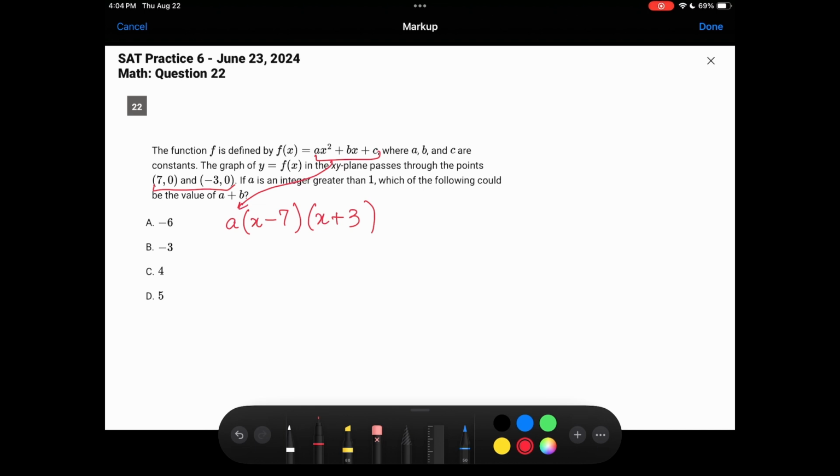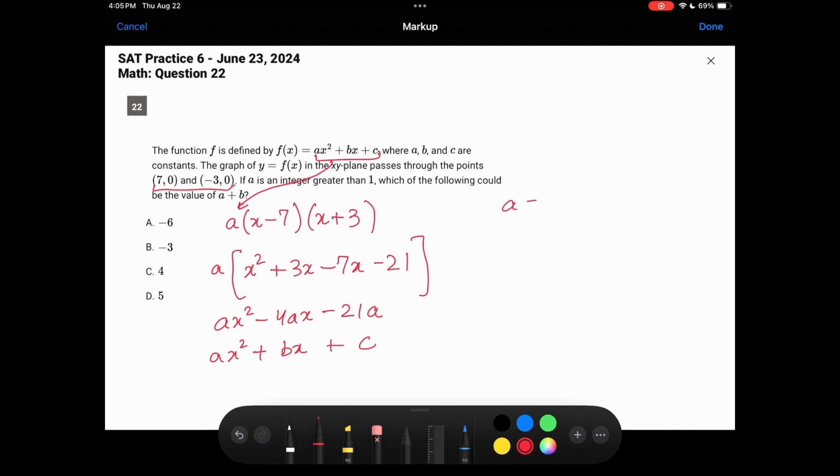Let's expand this expression. So we have x squared plus 3x minus 7x minus 21. Let's distribute the a into this expression: ax squared minus 4ax minus 21a. Now our equation is in the form ax squared plus bx plus c. Using comparison, we find that a is equal to a, of course, and b is equal to -4a.